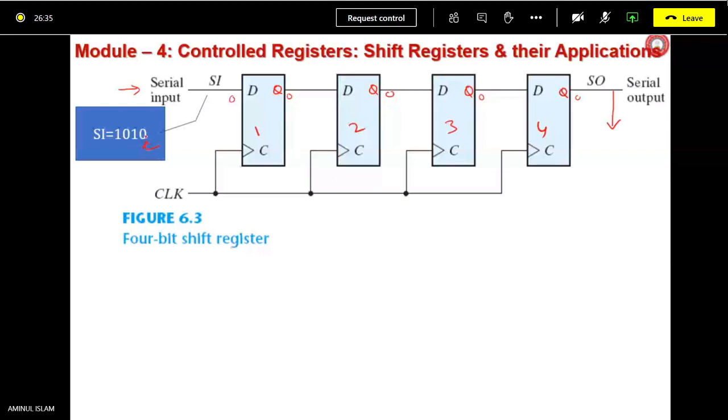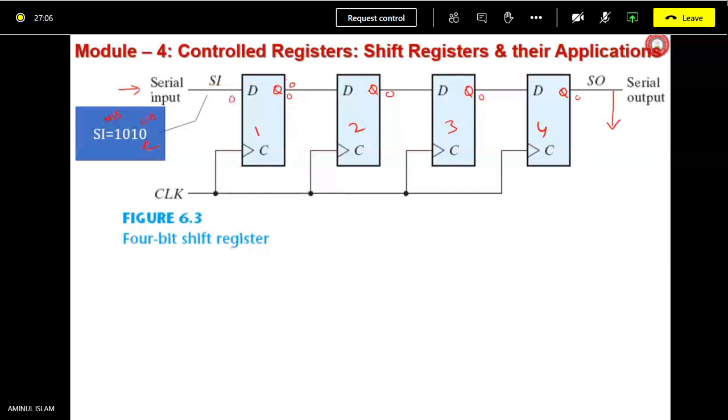Now you are applying an input. 0 input is coming first, LSB, and this side is MSB. Left side is MSB. You applied 0, so the clock is coming. That 0, the D input, will be stored into your first flip-flop, and 0 is stored.